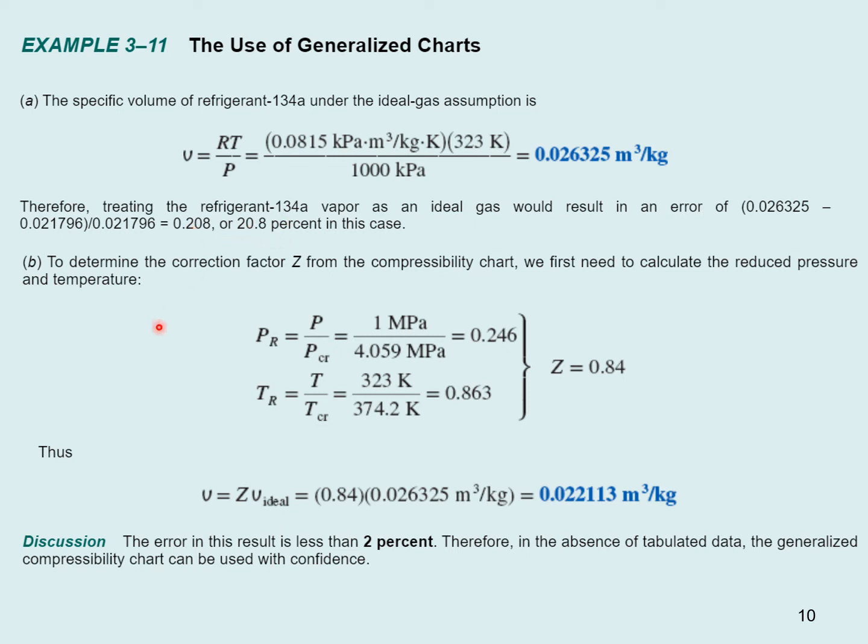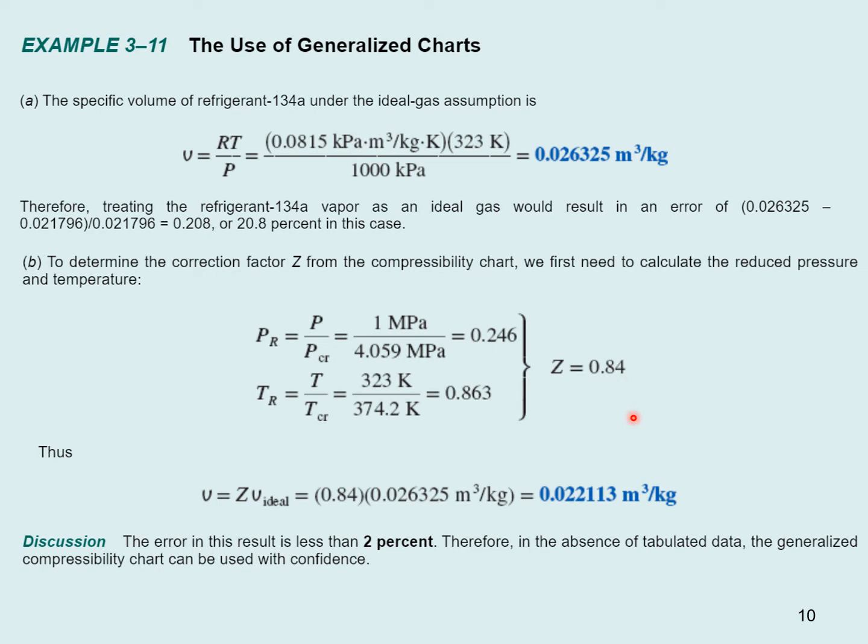So let's look at how to do it with the compressibility factor. First we have to calculate the reduced pressure and the reduced temperature. Plugging in the values for the pressure, we get 0.246 for the reduced pressure, 0.863 for the reduced temperature. So we can look back in the compressibility chart and determine Z is about 0.84.